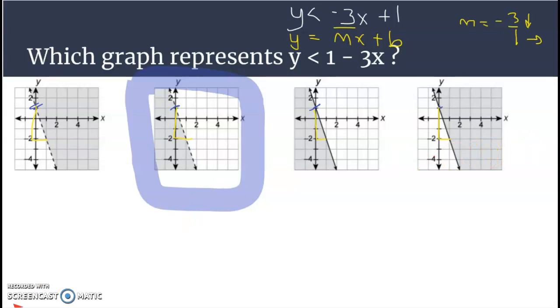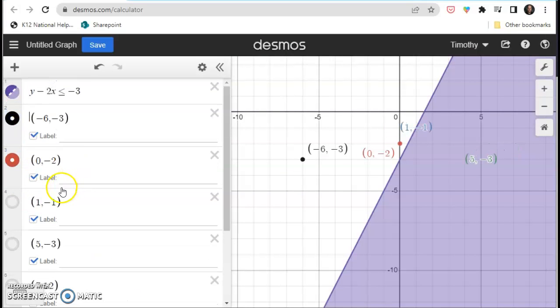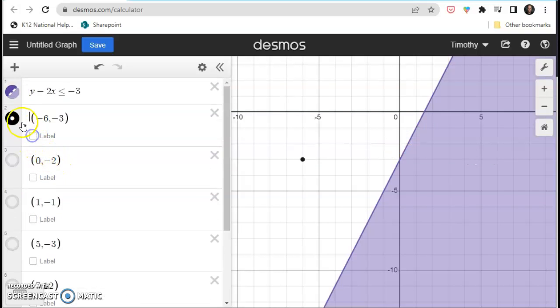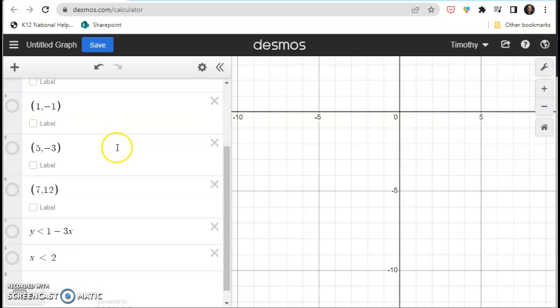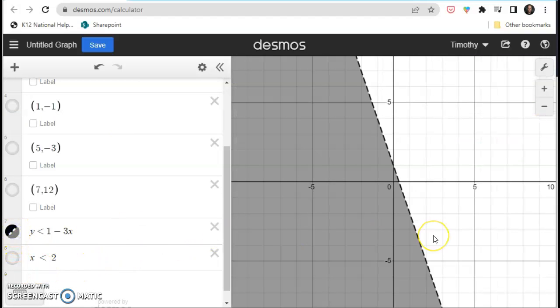All right, let's switch over to Desmos and have a look at this one on the graph. Let me uncheck the ones we just did and uncheck the labels so we're not distracted. And here is that inequality right there, y less than 1 minus 3x. I can type it in. Desmos allows us to type it in nicely. Let me just click on it, and there it is.